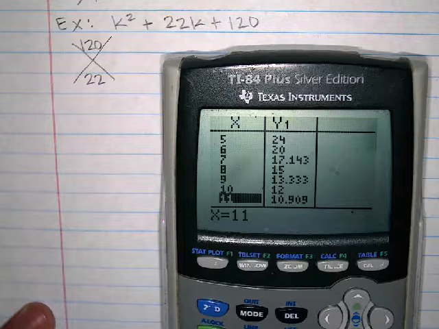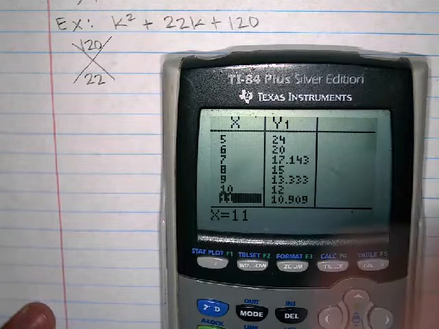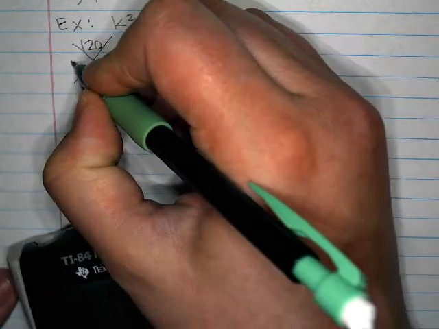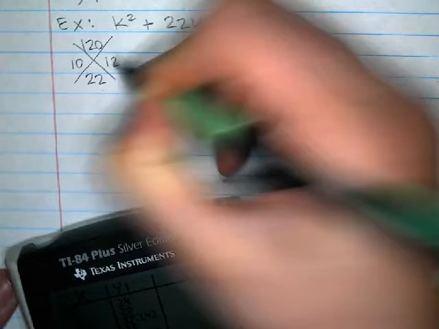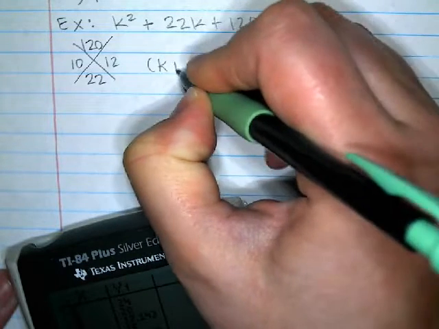What are the two numbers? 10 and 12. So we have k plus 10 and k plus 12.